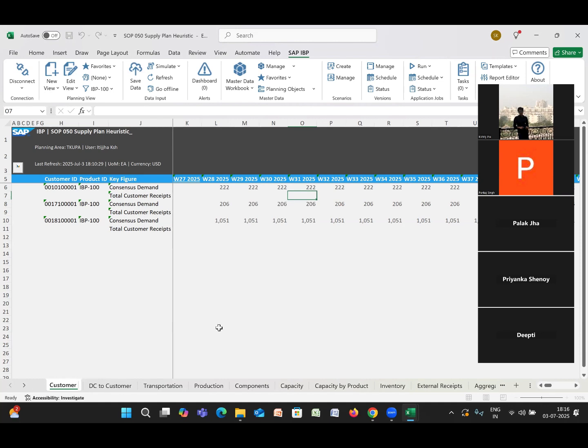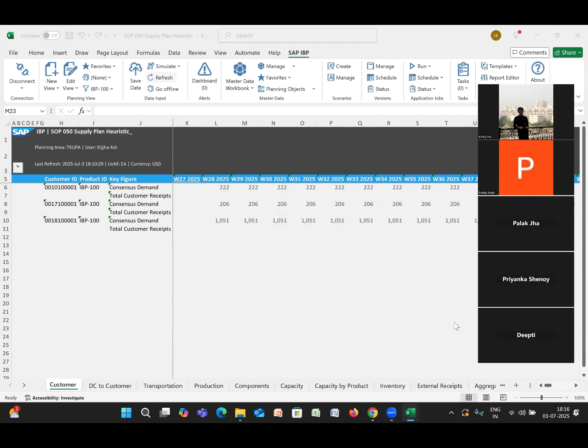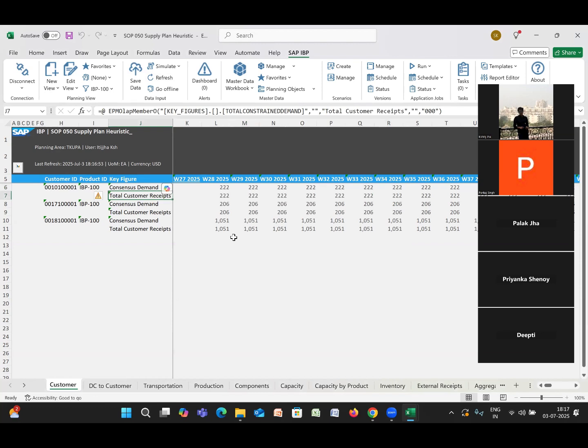So this is a customer. At this customer, what is my demand and receipt plan? What is my demand plan in the future and what is the receipt plan in the future? That is what we will see here. Once the heuristic is finished, we'll get to see the numbers. So we are seeing these numbers. The total customer receipt is the key figure. That number has been generated by the heuristic by looking at the demand of that week. Because I need 222, I will get 222.